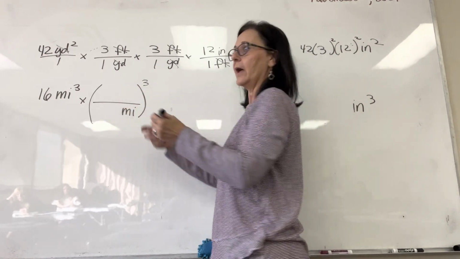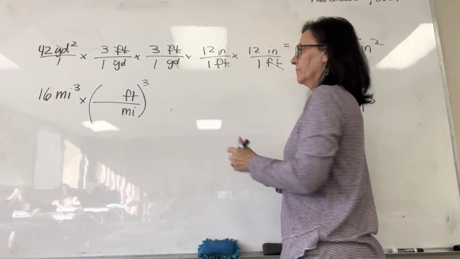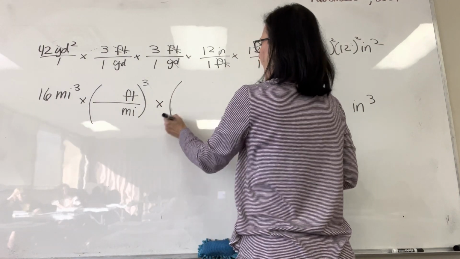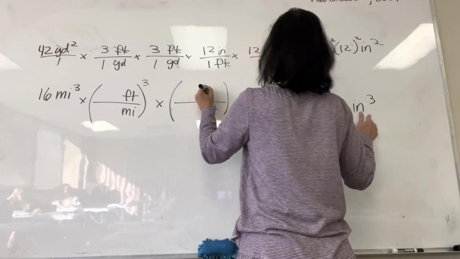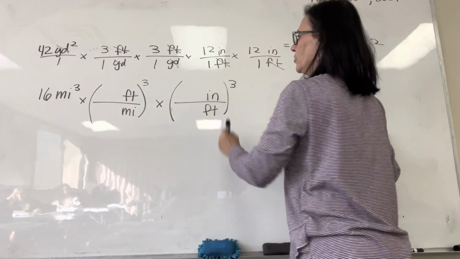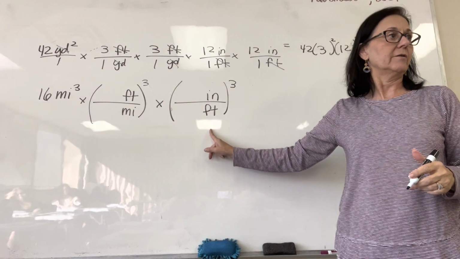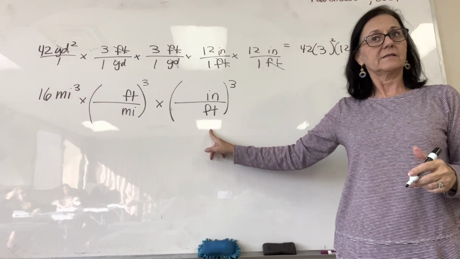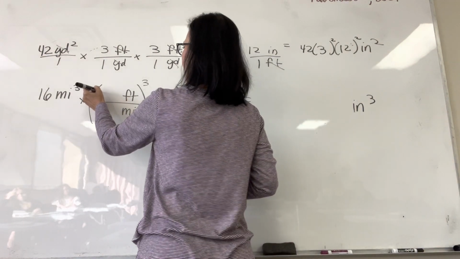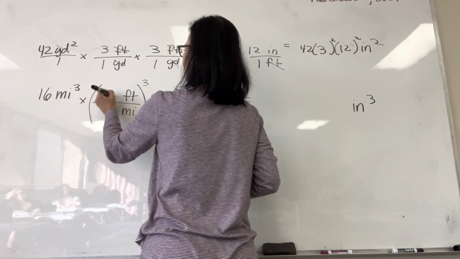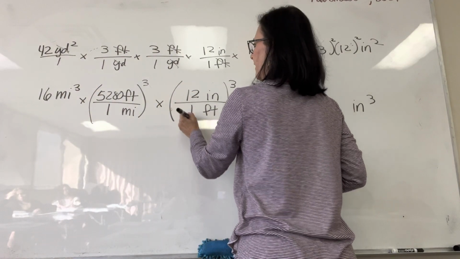And I go from miles to feet. I know I go from feet to inches, and I can cube that one because my feet will be cubed. I need feet cubed here. Does that make sense? Just making it a little shorter. How many feet in a mile? 5,280. Excellent. And 12 inches in a foot.